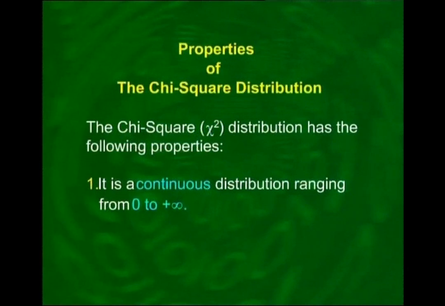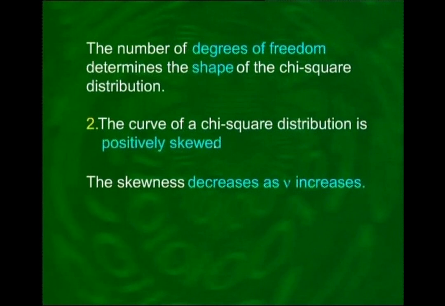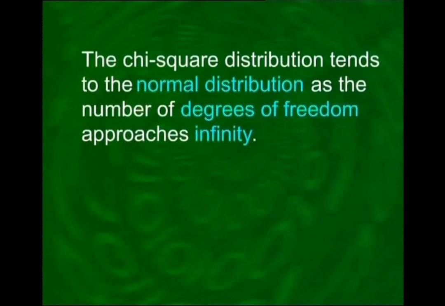So, as you now see on the slide, the chi-square distribution is a continuous distribution ranging from 0 to infinity. The number of degrees of freedom determines the shape of the chi-square distribution. Generally speaking, the chi-square distribution is positively skewed, but the skewness decreases as nu increases, and we can say that the chi-square distribution tends to the normal distribution as the number of degrees of freedom tends to infinity.